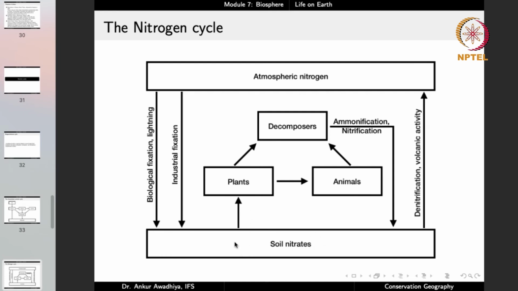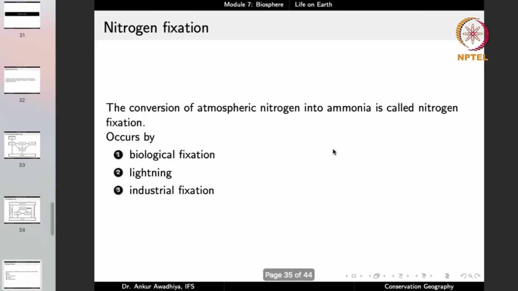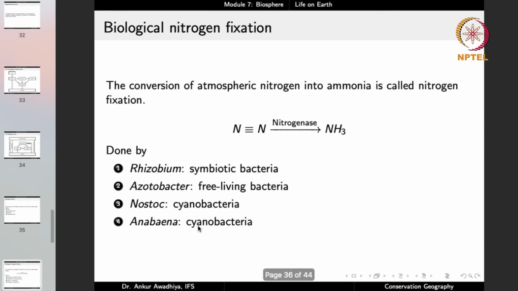Once you have the soil nitrates, these can be taken up by plants, and from there they will move to animals or to decomposers, and through the processes of ammonification and nitrification, they will again come back into the soil nitrates pool. Now, let us have a look at these processes. Nitrogen fixation is the conversion of atmospheric nitrogen into ammonia, which occurs by biological fixation, lightning or industrial fixation.